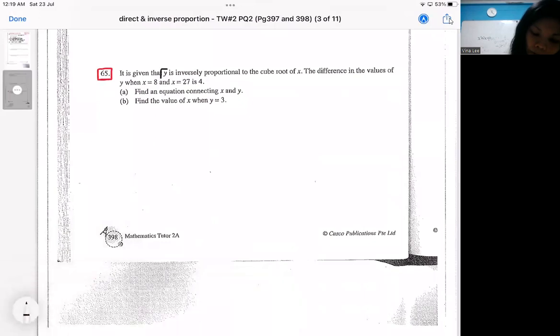So do your variable first. So do realize that this is the cube root. So this is an inverse relationship. So you can write it this way, or you can write it this way. Doesn't matter.